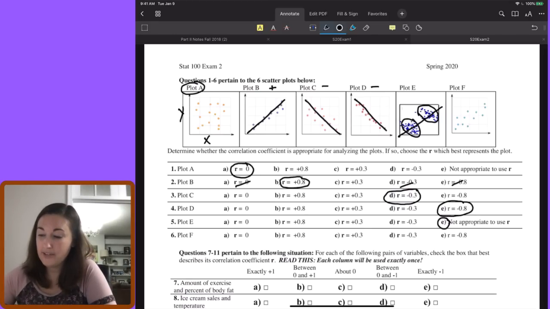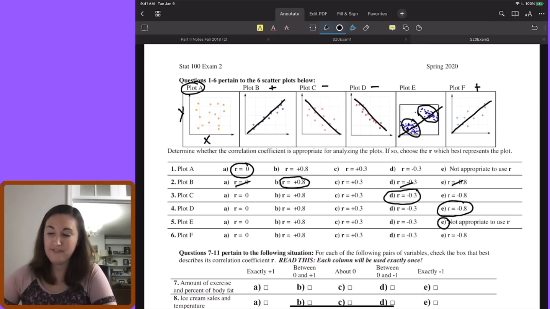And then plot F is definitely a positive correlation because the points slope up and to the right. And if I look at plot F, the positive correlation, and then plot B, plot F isn't as strong. So plot F would be 0.3.